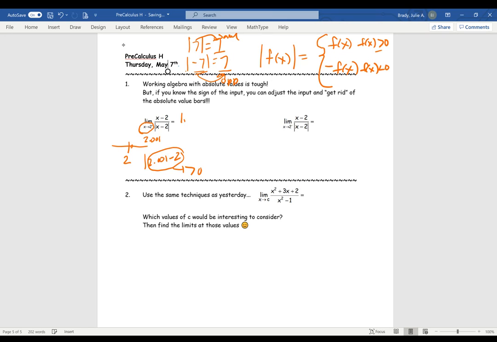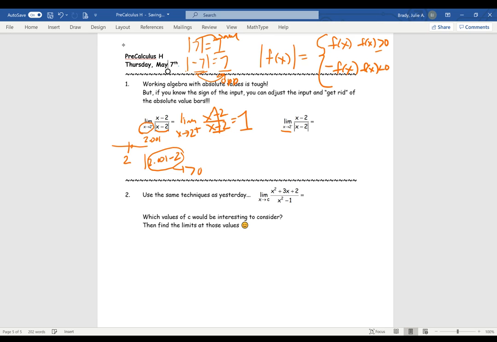So this is the same as x approaching 2, because if we know the sign of the input, we don't need the bars. Okay, so because the input's positive, we don't need the bars. And we're like, oh, that just reduces. So this is worth 1.